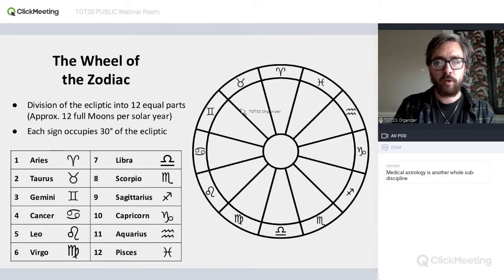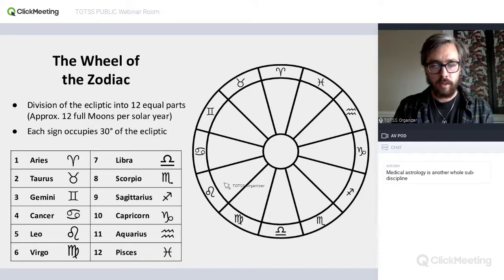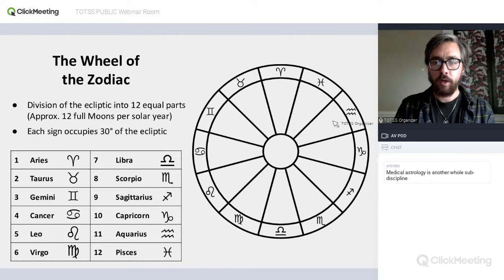So we've got the 12 signs of the zodiac. So we have Aries, Taurus, Gemini, Cancer, Leo, Virgo, Libra, Scorpio, Sagittarius, Capricorn, Aquarius, and Pisces. And again, each one occupies 30 degrees of the ecliptic.